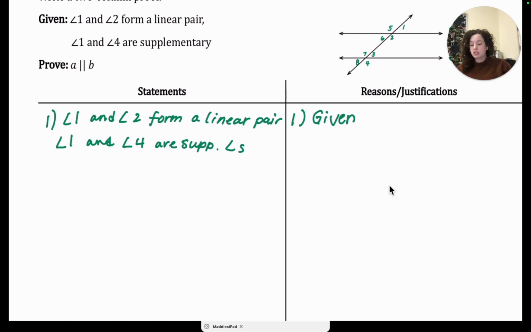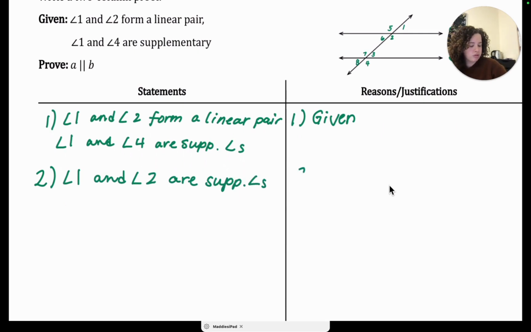All right. So from here, let's interpret this information. We are told that angles 1 and 2 form a linear pair. That means that angles 1 and angle 2 are really supplementary angles, right? Because that's the definition of a linear pair. Excellent. Done. Definition of a linear pair.